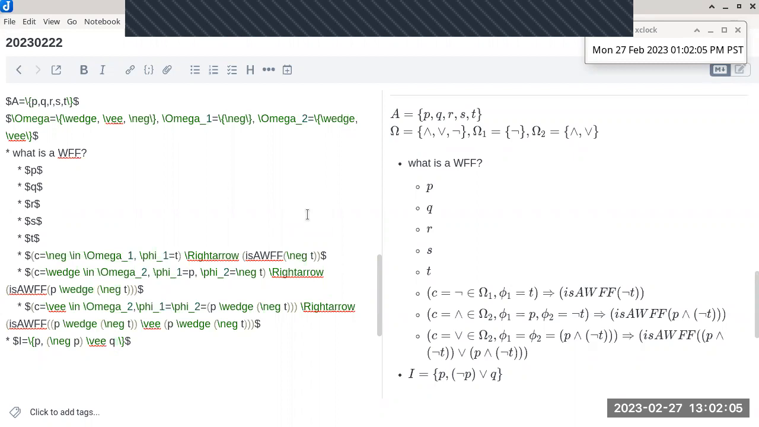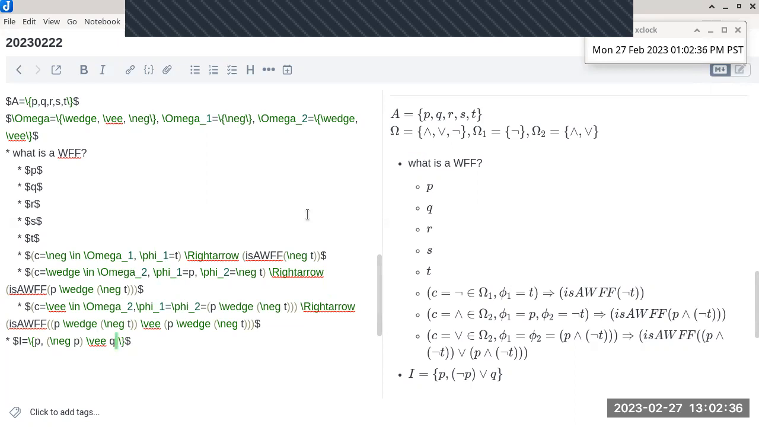Wait, hold on a second here. Is not P or Q well-formed? Because remember, everything in iota is supposed to be well-formed. The only difference from all of the other well-formed formulae is these are known to be true to begin with. You don't ask why it is true, you just know that it is true. So the question is, is not P or Q a well-formed formula? They're like, yeah, looks good to me.